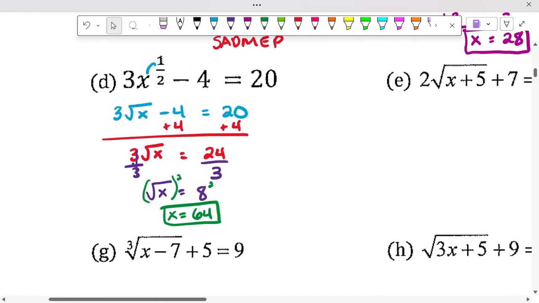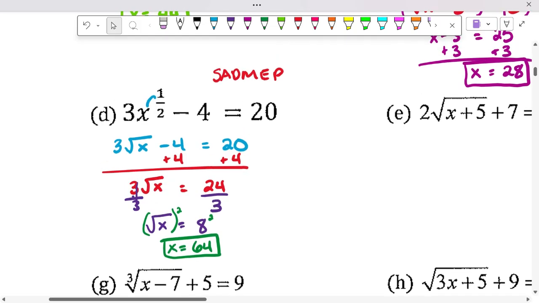So when you're rewriting, again, be very mindful if they have it as a fractional exponent, be very mindful about those parentheses. All right. If there's no parentheses around the 3x, the 1/2 only applies to whatever base it's connected to.